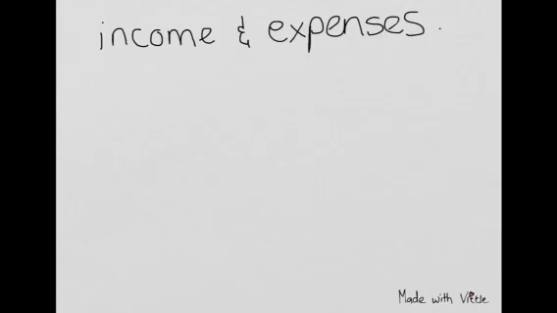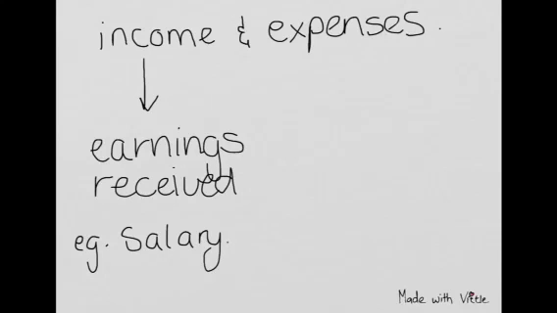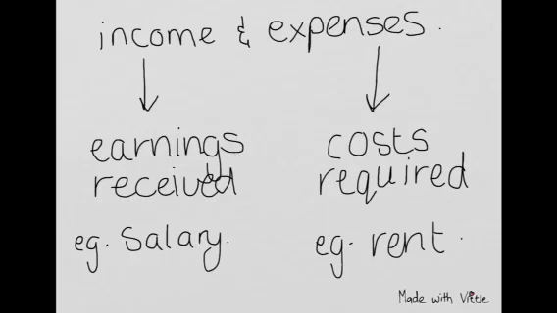Income is the earnings a person or business receives on a regular basis. Expenses are the costs required for something. It's the outflow of money to another person or group to pay for an item or service. An example of income is a salary, and an example of expenses is rent.